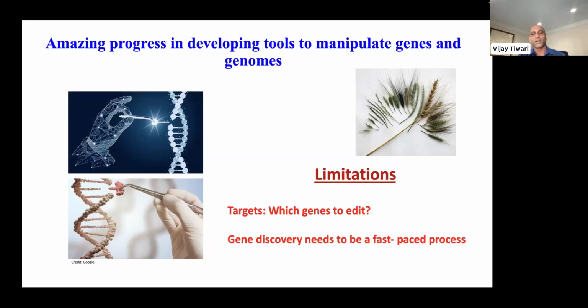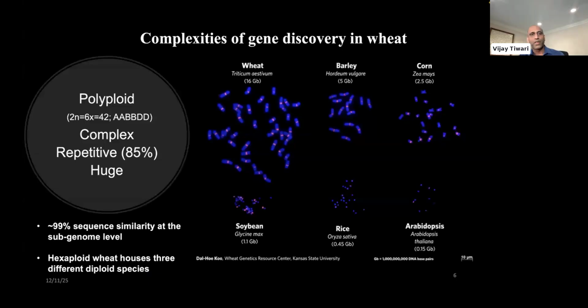So the process of gene discovery needs to be fast paced, and then we have other tools like speed breeding and double haploid to deploy those variations at a faster pace in our cultivar development programs. So when we look at the complexities of gene discovery in wheat, I think we have solved the problem of sequencing a large genome. But wheat is a polyploid species and it has three genomes, A, B, and D, and they have very high sequence similarity at the gene level. So that creates a functional redundancy.